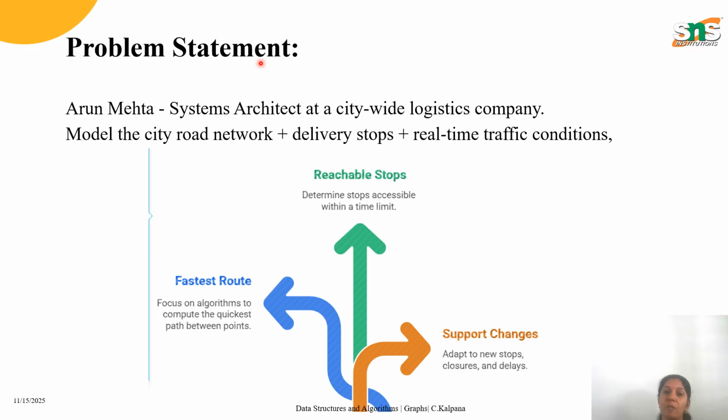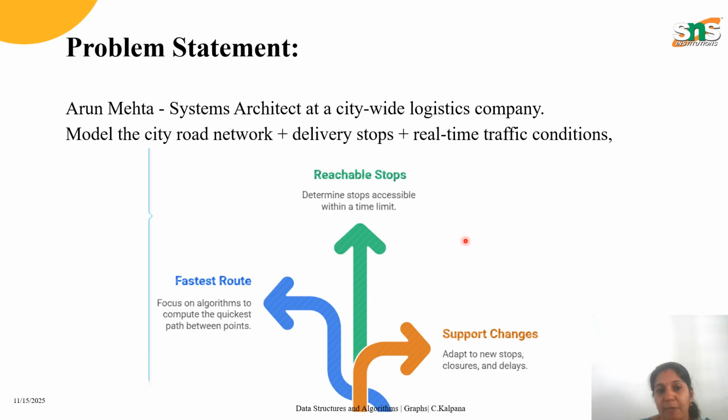This is the problem statement. Previously, we have seen this scenario. This is about a person, Arun. He's a system architect of a logistics company, and he needs to design a city road network in order to deliver his goods. He needs to keep track of the delivery stops, as well as the traffic condition. That is, whenever any congestion occurs on the road, he needs to get those updates also. So this is the scenario.